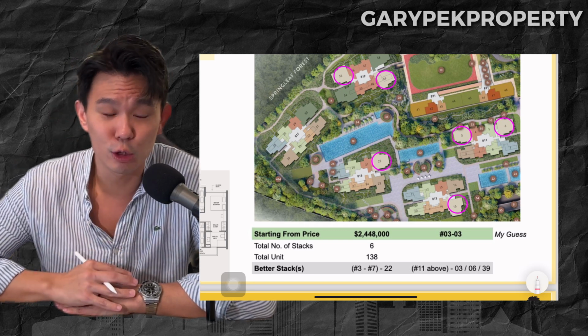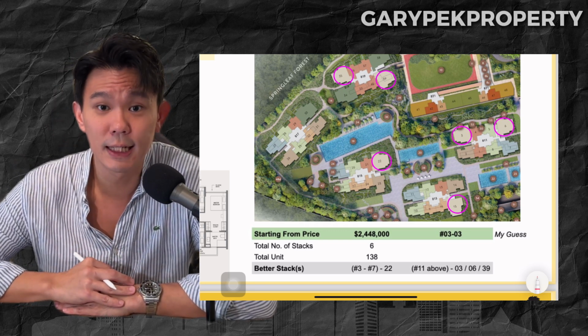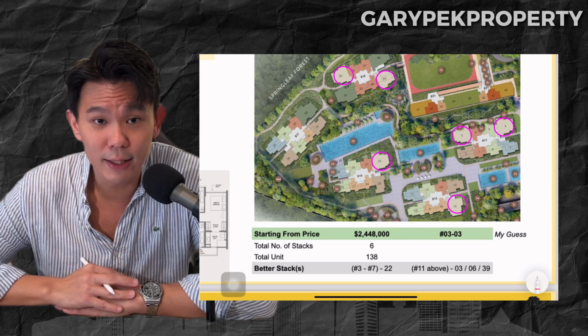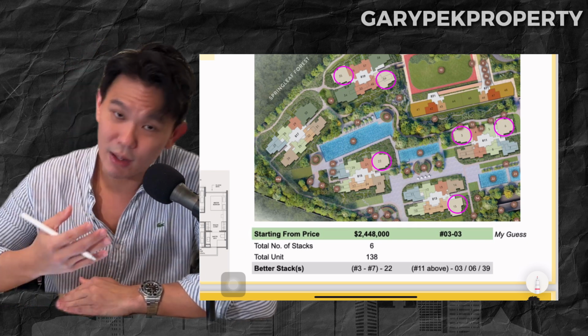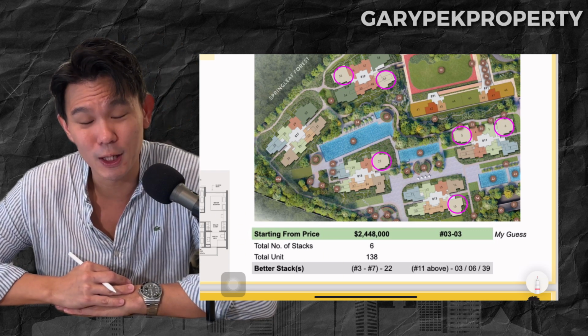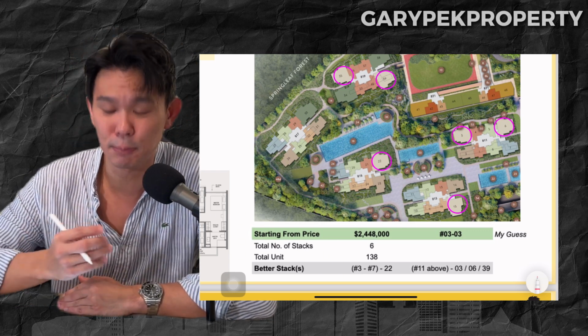Even if you were to enter at $2.5 to $2.7 million, I think it's not easy in the new launch segment to find a 4-bedroom at this price range. I believe you have to have a very good Q number also. They will have a chance to even get at this pricing.